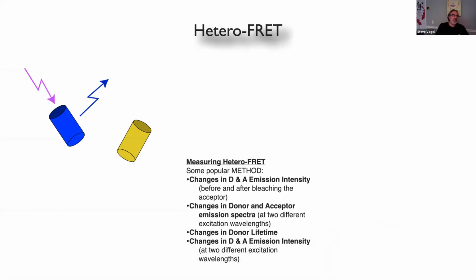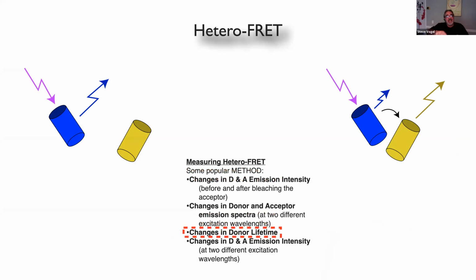Okay, so here again is another cartoon to explain heterofret, the kind of FRET that most of us think about. We have a blue, let's say cerulean, and a yellow, which is a Venus. If the two molecules are far apart, we excite the blue and it emits a blue photon. But if we bring them closer together, then we can excite the blue, it can give the energy to the yellow, and we will detect a yellow photon. And as you can see in the middle of this slide, there are many, many ways that people have devised to follow this FRET reaction.